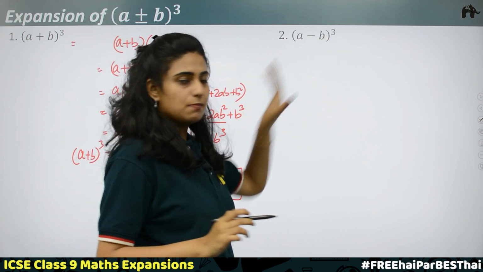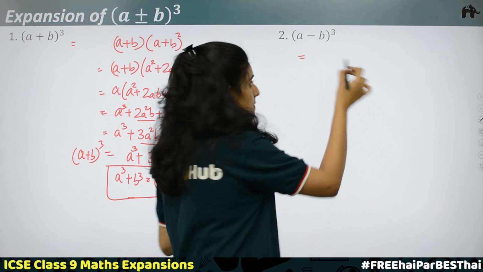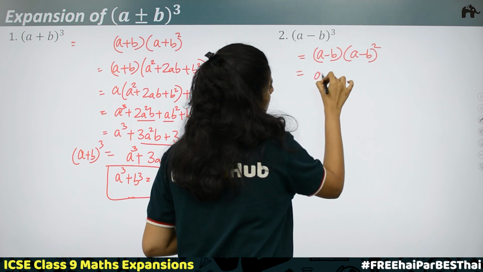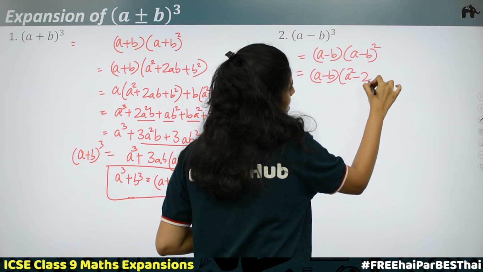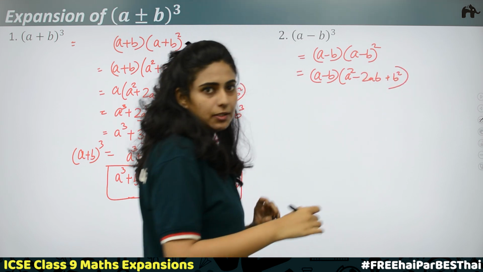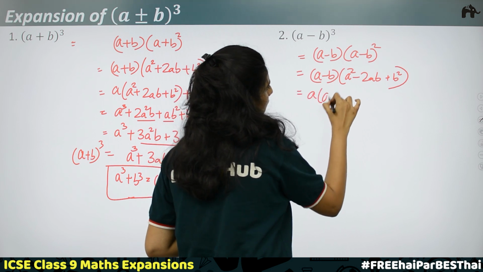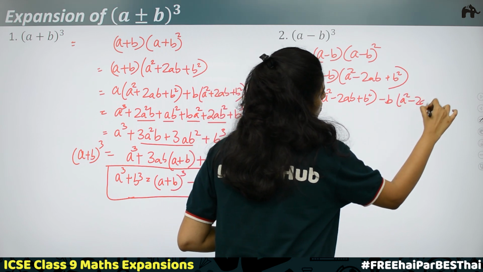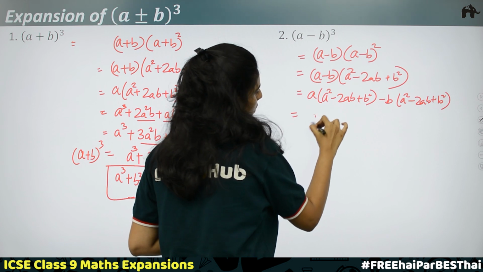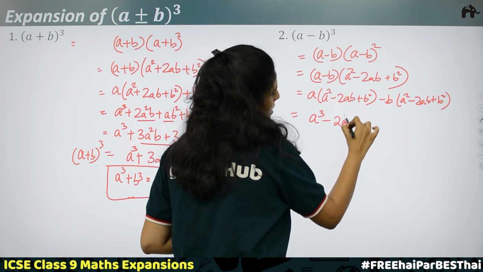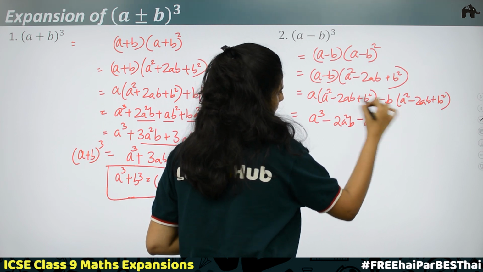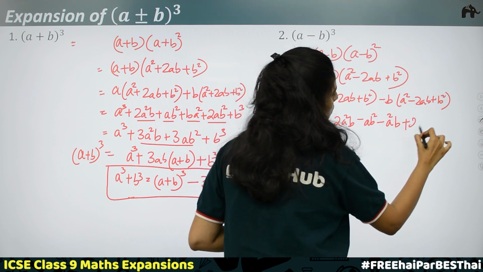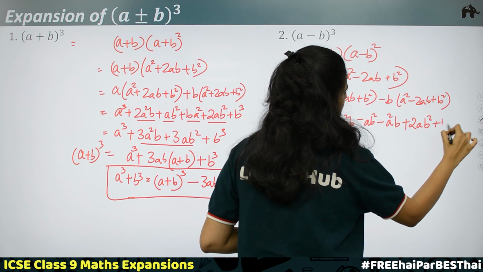Similarly, we will find for (a minus b) whole cube. What will be (a minus b) whole cube? (a minus b) whole cube will be (a minus b) into (a minus b) whole square, which is equal to (a minus b) into (a square minus 2ab plus b square). Distributing a into (a square minus 2ab plus b square) minus b into (a square minus 2ab plus b square), which is equal to a cube minus 2a square b plus ab square minus a square b plus, minus of minus is plus, 2ab square minus b cube.